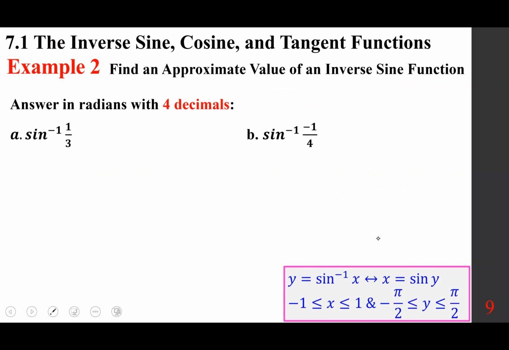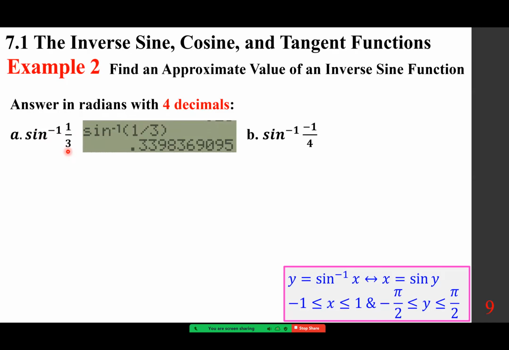But what happens if we want to approximate it because it's not a common arc? So find the approximate value of an inverse sine function, answer in radians with 4 decimals. So to answer these, now we don't have a common arc. If we write this equal to theta, by definition, sine theta equals 1/3. That's the meaning of it. However, because it's not a common arc, we don't know the answer.